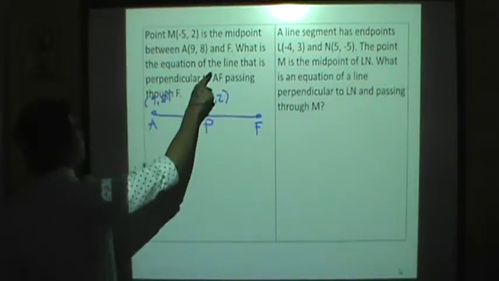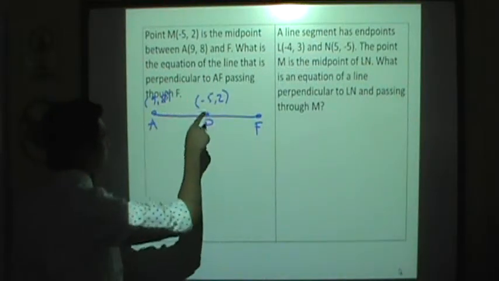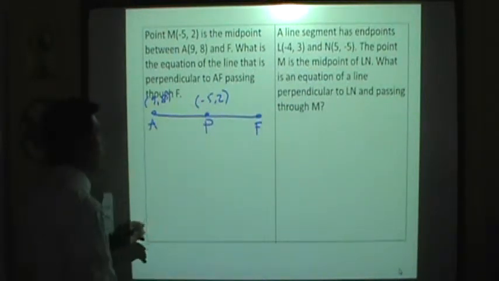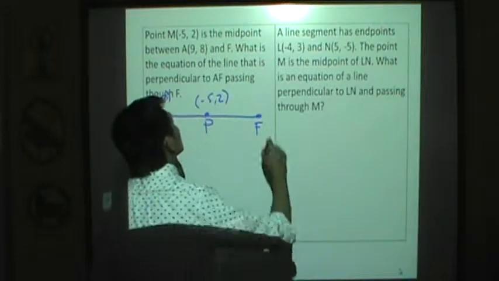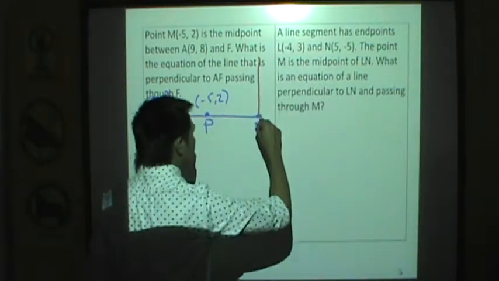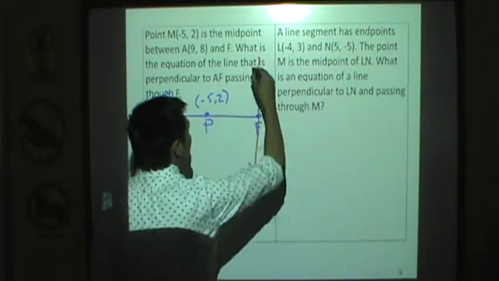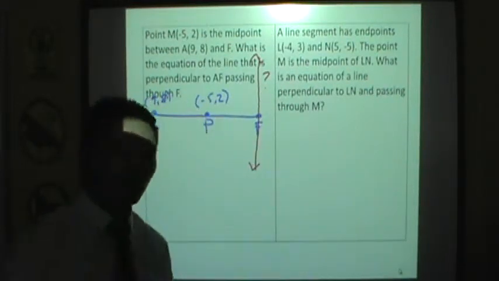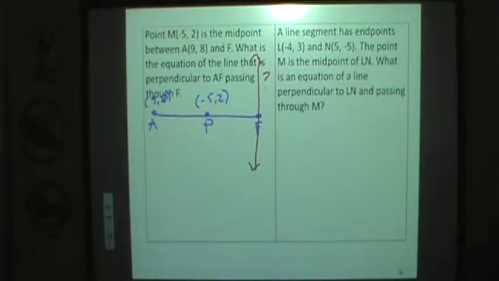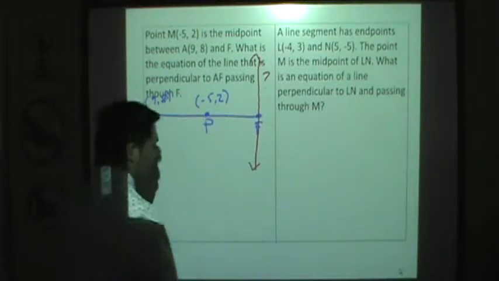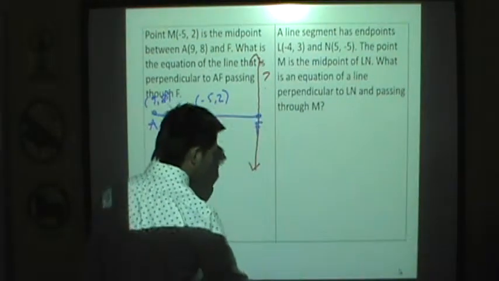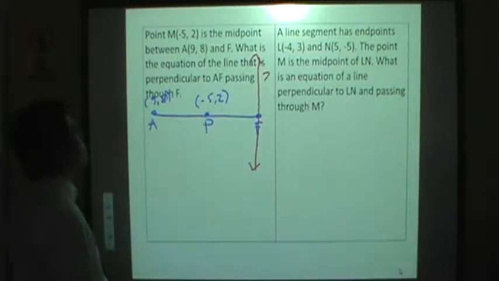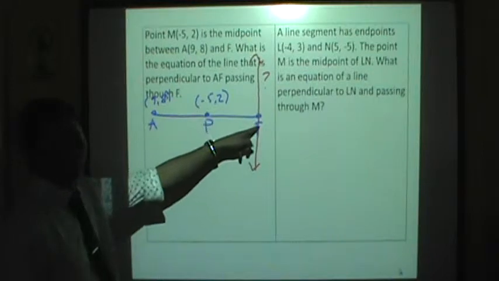What is the equation of the line that is perpendicular to AF, passing through point F? This is your AF. So there's a line here that is perpendicular and crossing that point F. What would be the equation of that? So that means we need to find y equals something, and that's going to be the equation of this one in that form. But the problem is, how are we going to solve this if you don't have that point?